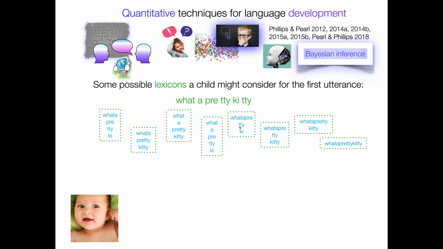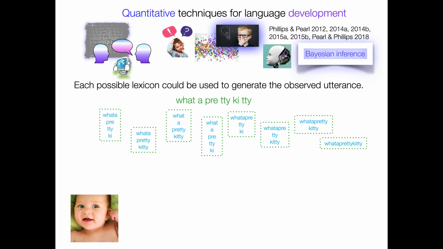Or what a pre, and then you have t, and then ki and t. What a pretty, but you have kitty as its own word. What a pretty is one big old word, and kitty as its own, or what a pretty kitty is one big old word. These are just different possibilities for the lexicons. And of course, this is the adult-like one, but these are other ones that are compatible with this particular utterance. They can all create this utterance.